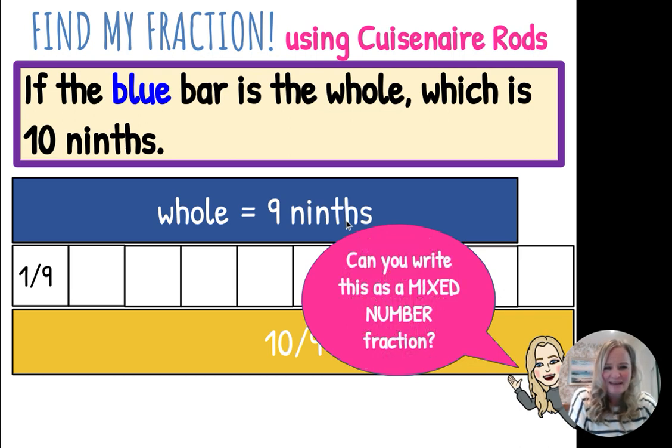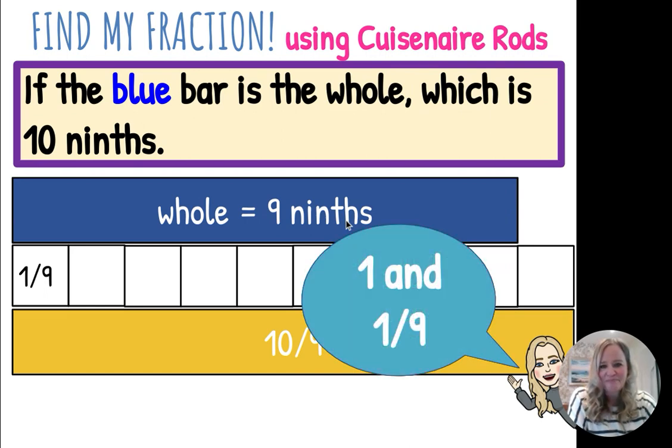Can you write this as a mixed number fraction? What would 10 ninths be as a mixed number fraction? It would be 1 for one whole with 1 extra ninth, so 1 and 1/9. And it's a good way for the children at this point to be able to compare those two and see how they link together.